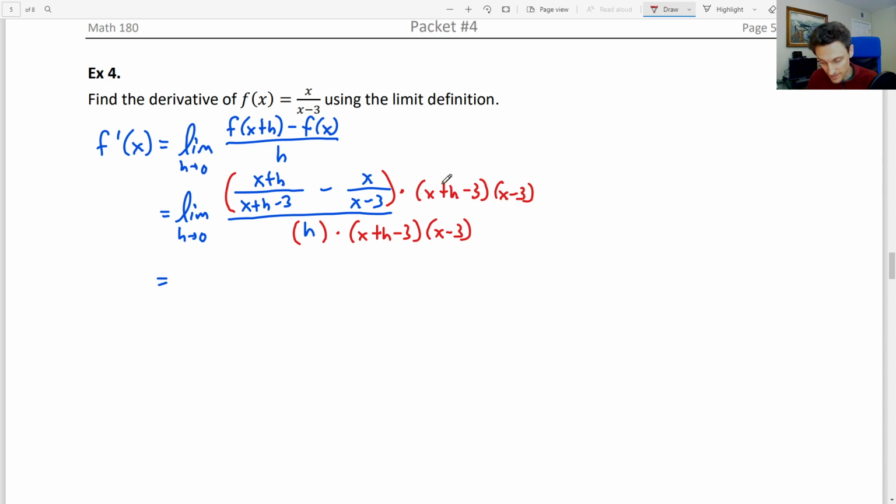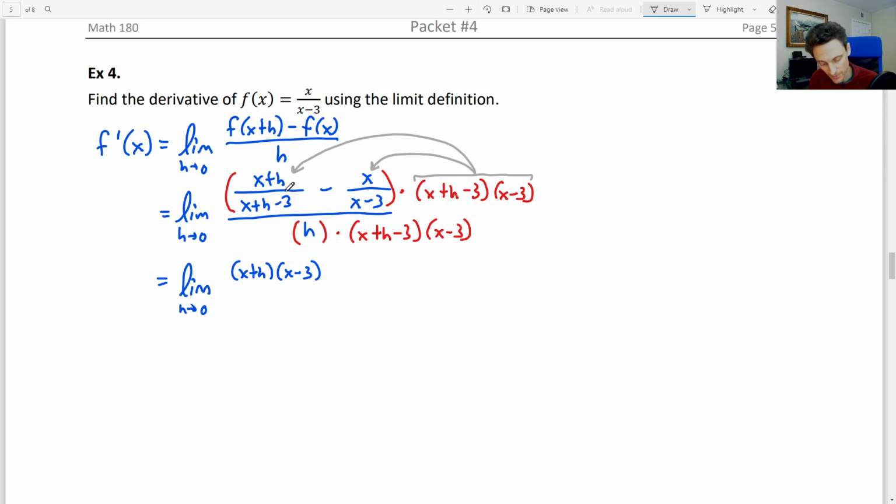So this LCD is going to distribute to the first fraction and cancel off the x plus h minus 3's. Those will cancel. And we'll have the x plus h that's left over from the top, as well as the x minus 3 that's left over that wasn't canceled. So when this distributes, just draw little arrows to remember this is going to distribute to the first term and the second term.